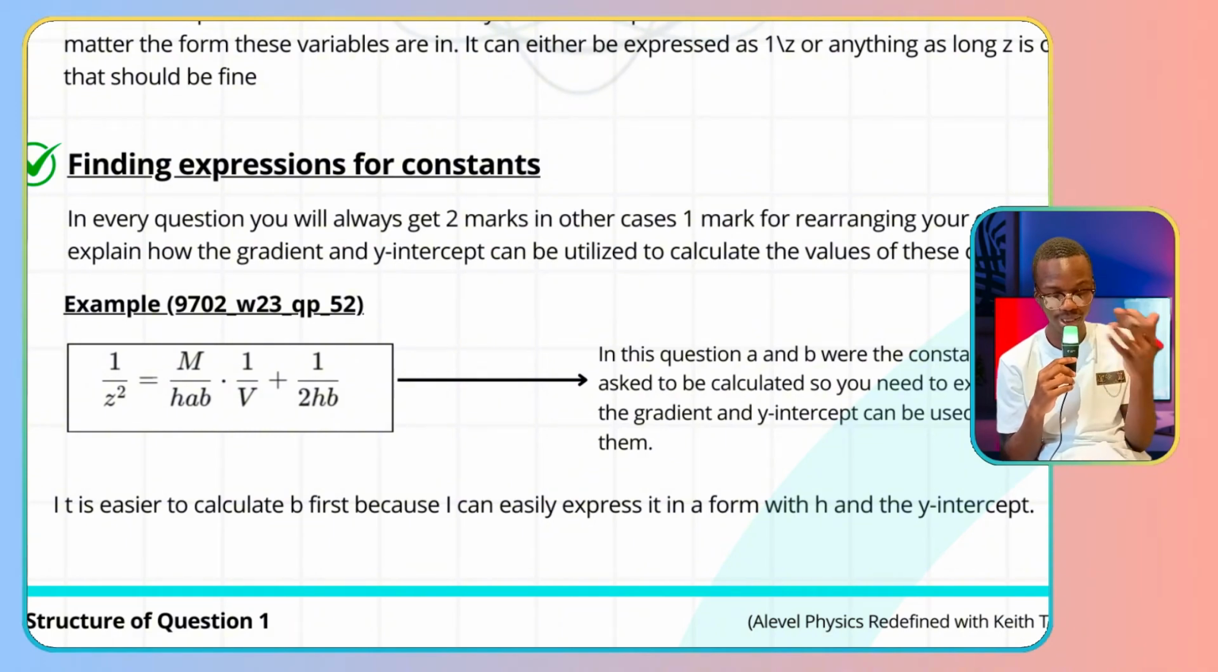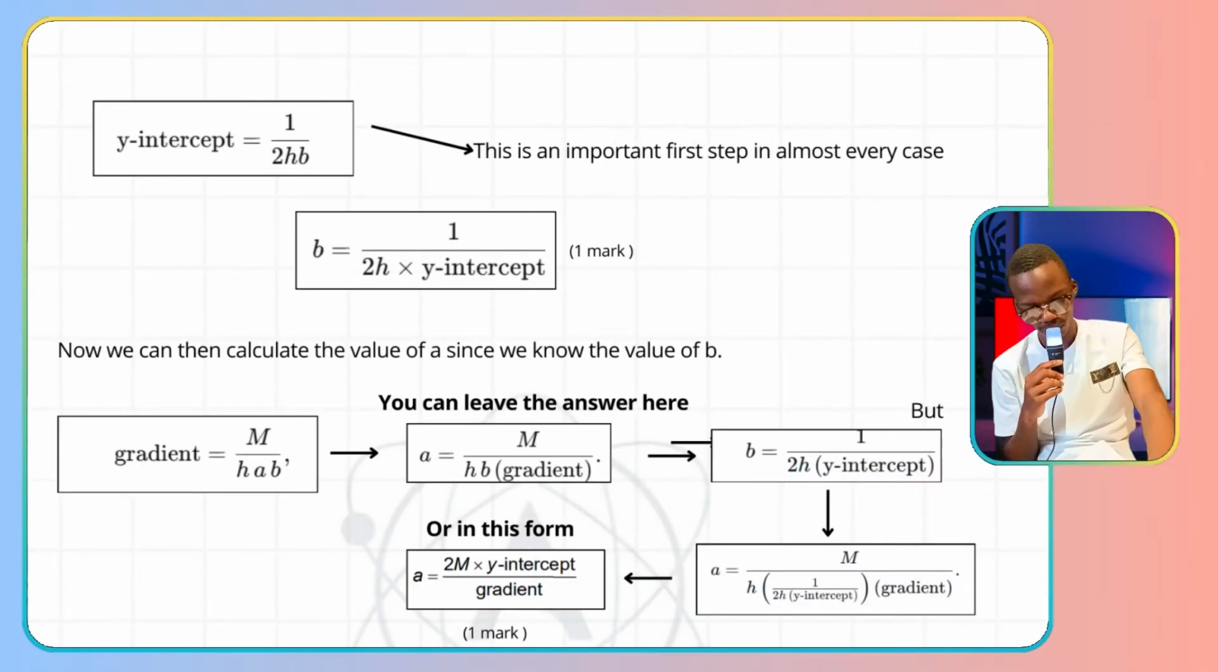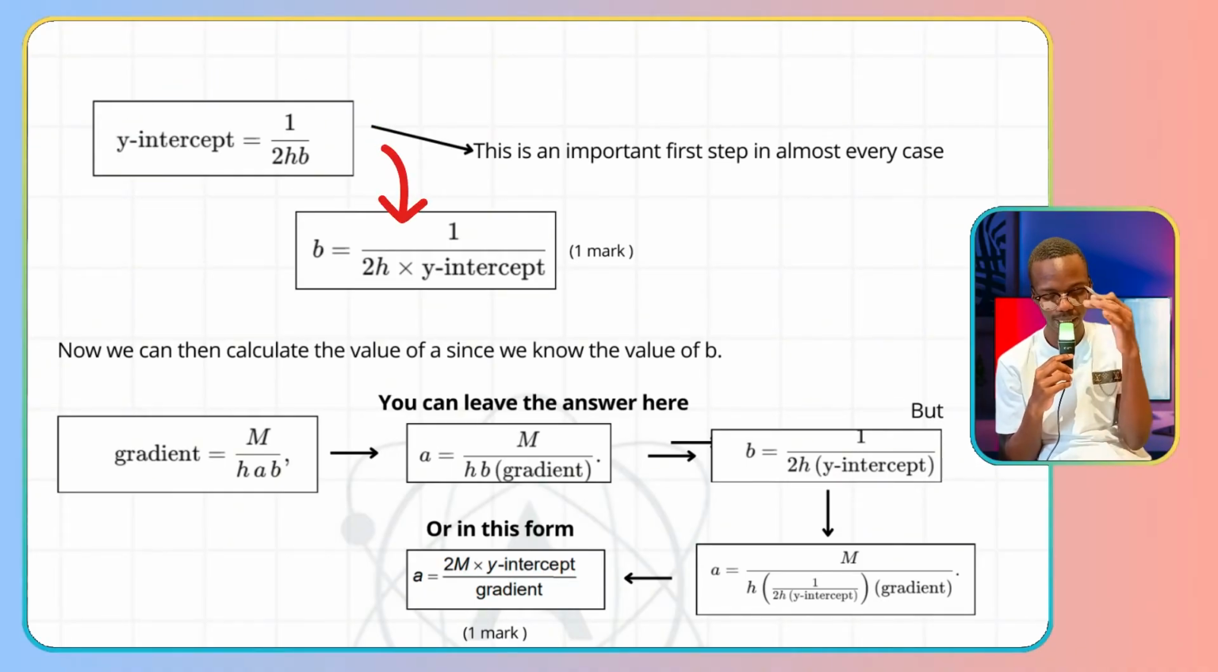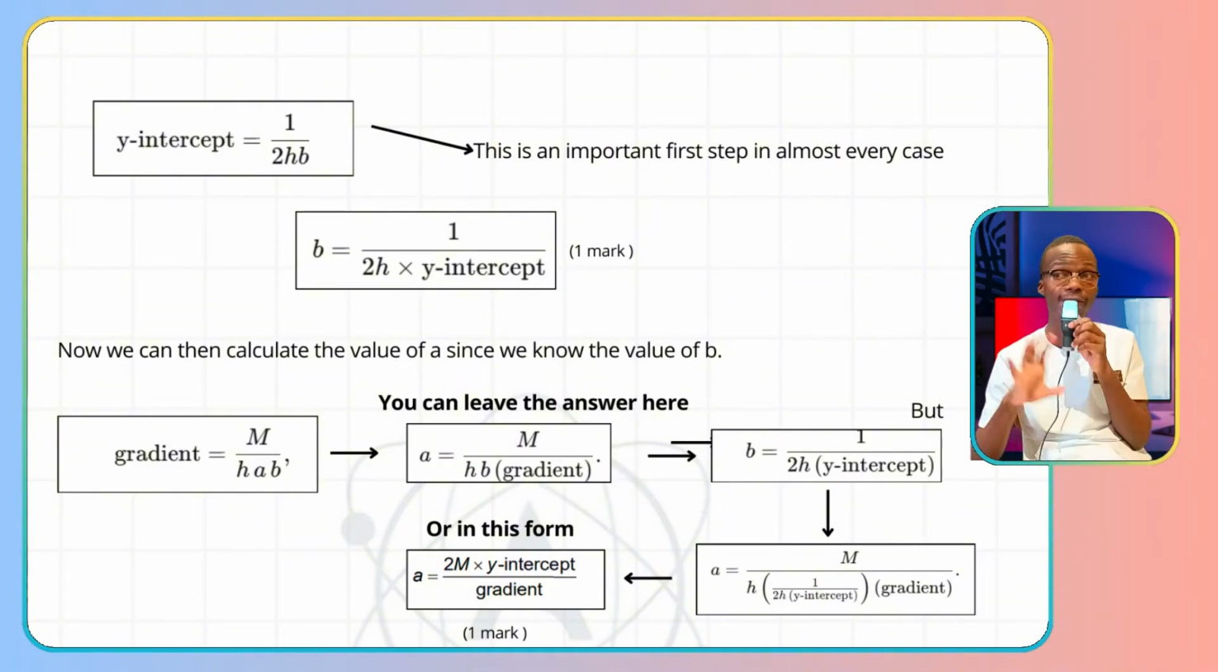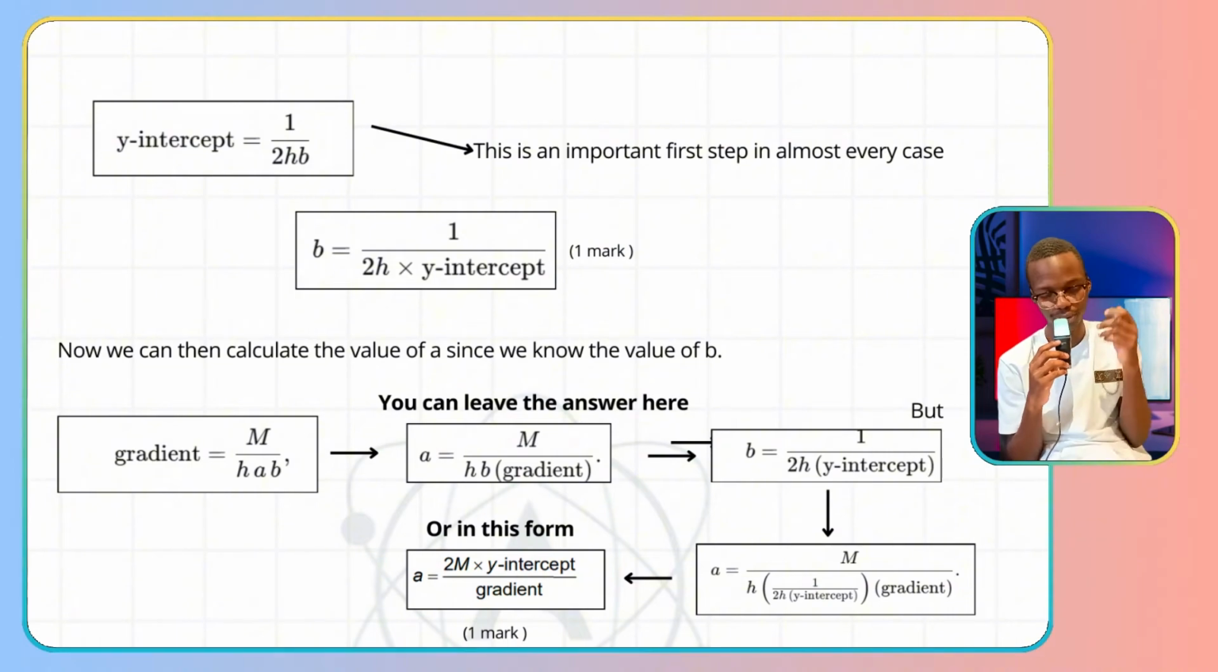Is it easier to calculate b first if you look at that equation? Because I can easily express it in the form with h and the y-intercept. And how are we going to do that? Well, like I've said, c is 1 over 2hb. So the y-intercept will be equal to 1 over 2hb. So now I can make b the subject of formula, and b will be equal to 1 over 2h times the y-intercept, and I get the first mark. So always make sure that the constant that you want to measure is on one side and is expressed in that format. So b will be equal to something else, a will be equal to something else, and so on and so forth.